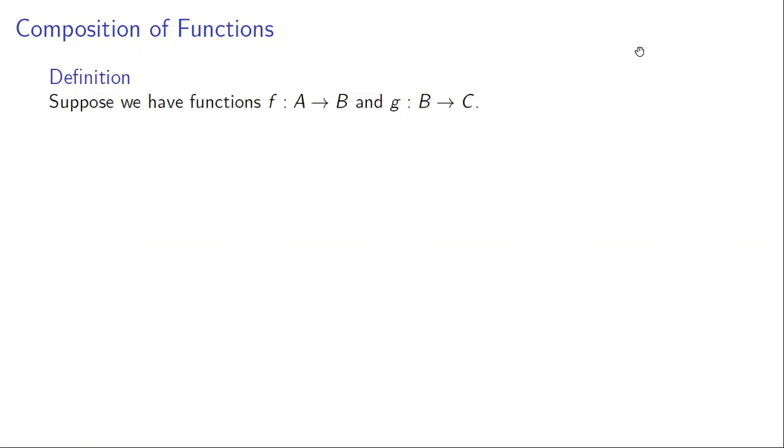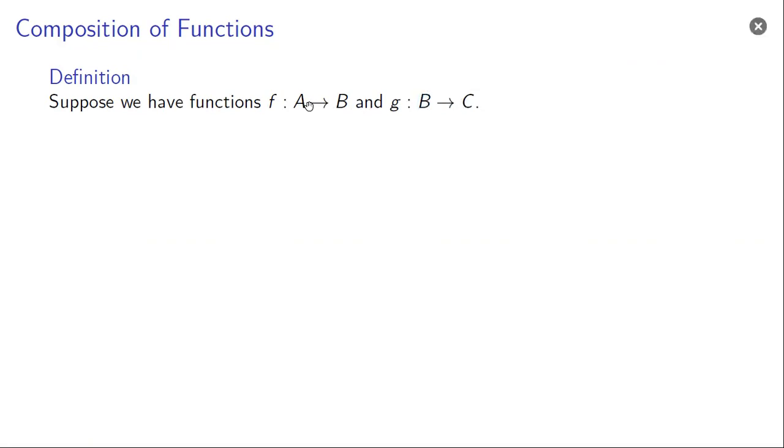We'll now discuss the composition of functions. This means taking functions and composing them into new functions. So here's a definition. Suppose we have functions f from A to B and g from B to C. So we have two functions. f is a function from set A to set B, and g is a function from set B into set C.